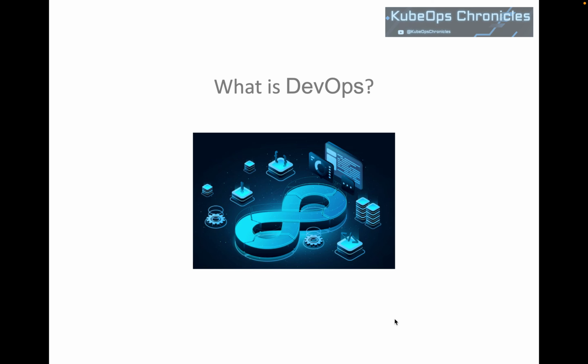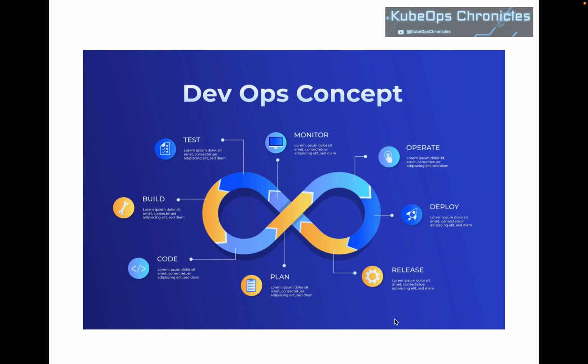DevOps is not just a buzzword. It is a culture and a set of practices that bring together software development and IT operations. The goal: deliver software faster, more reliably, and with better collaboration. In simple terms, we can call it DevOps as developers write code, and operations deploy and maintain the systems. Both collaborate through automation, version control, and continuous delivery.